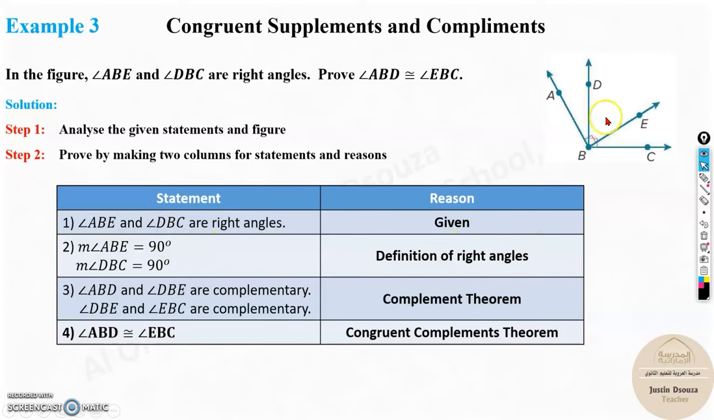First was given, then what is given? It's about 90 degrees. So we are just writing the definition of right angles, and then we are telling about the complement theorem. That means if we know this is 90 degrees, then whatever angles are in between them will be complementary. And then from the congruent complements theorem, we can say if at all the same angle is overlapping, then the remaining other two angles will be congruent. This sign is congruency. So that means ABD and EBC are the same.